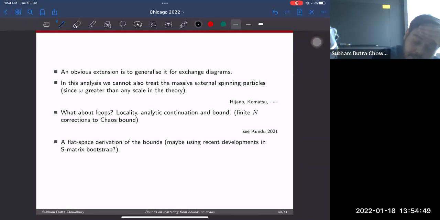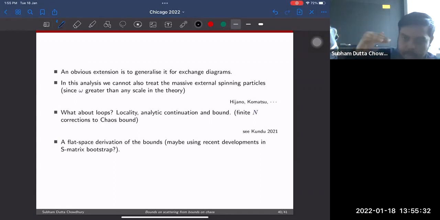Also, in this analysis we were not able to treat massive external spinning particles. We just considered photons and gravitons. The reason is that the way you take the flat space limit is that you tune the energy of the particles you are pumping in to be very large, so that you probe a very small region at the center, which you can approximately think of as flat. Since omega is greater than any scale in the theory, the mass of the external spinning particles gets washed out.